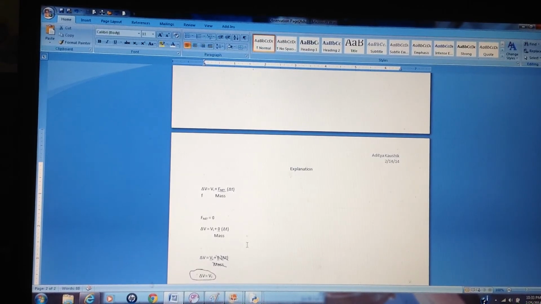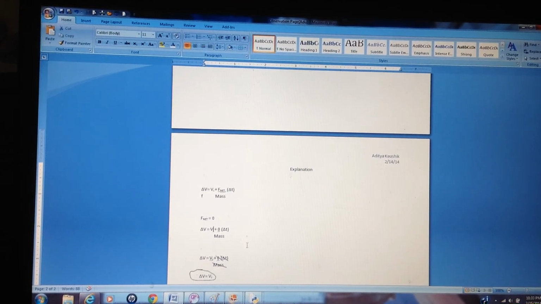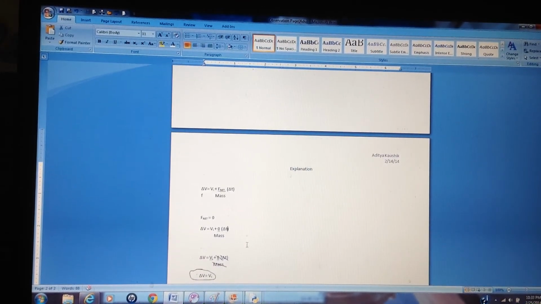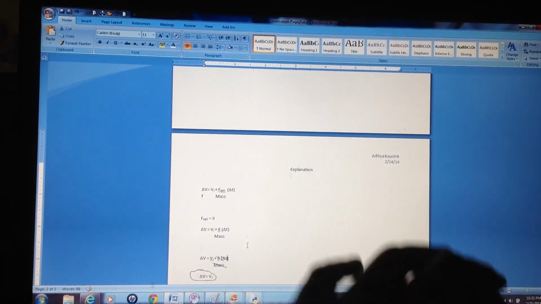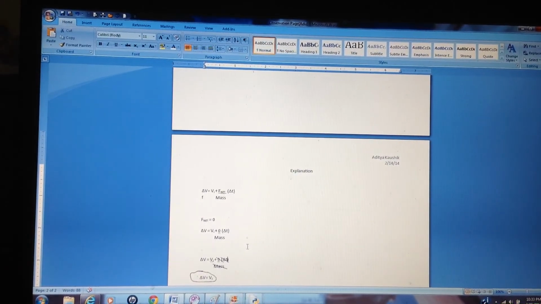So then the formula becomes like this. The change in velocity is equal to the initial velocity plus 0 divided by mass times the change in time. However, since you cannot divide nor multiply by 0, all those three terms cancel out. Therefore, the change in velocity, and therefore the new velocity, is actually equal to the initial velocity.